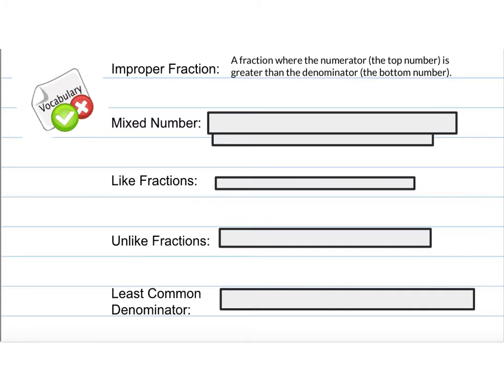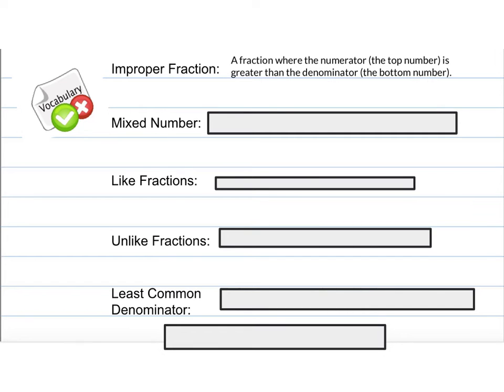An improper fraction. An improper fraction is a fraction where the numerator, the top number, is greater than the denominator, the bottom number. Example of that might be 9/5. 9 is greater than 5. It's improper to sit on someone smaller than you.